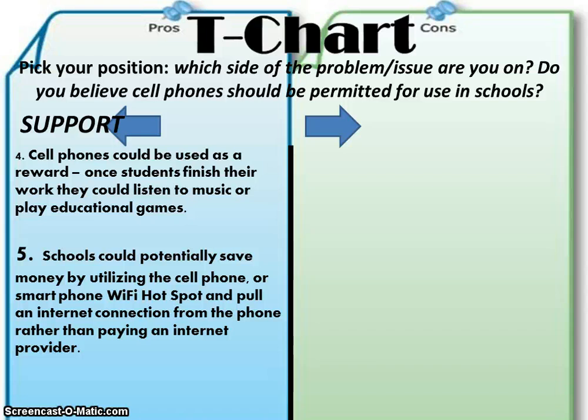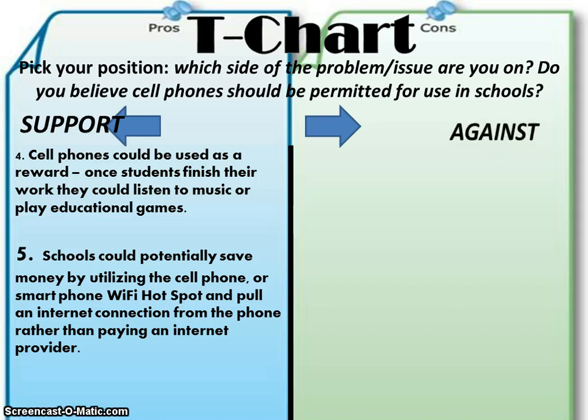And you also said, if you support cell phones in school, that schools could potentially save money, and this was interesting, by utilizing the cell phone or smartphone Wi-Fi hotspot and pulling an internet connection from the phone rather than paying for an internet provider. Although I don't think the school districts would ever go for this, it was certainly an insightful reason that our Period 3 class came up with.